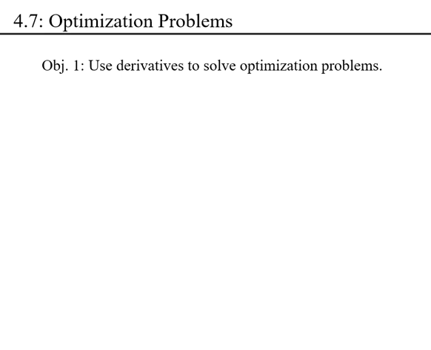Look at optimization problems. These are the type of problems where a farmer has a certain amount of fencing and they want to make a rectangular plot, and you've got to find the maximum. You did these in Algebra 2 with quadratics and a couple with polynomials with our calculator, but today we're going to be looking at these problems from a calculus approach.